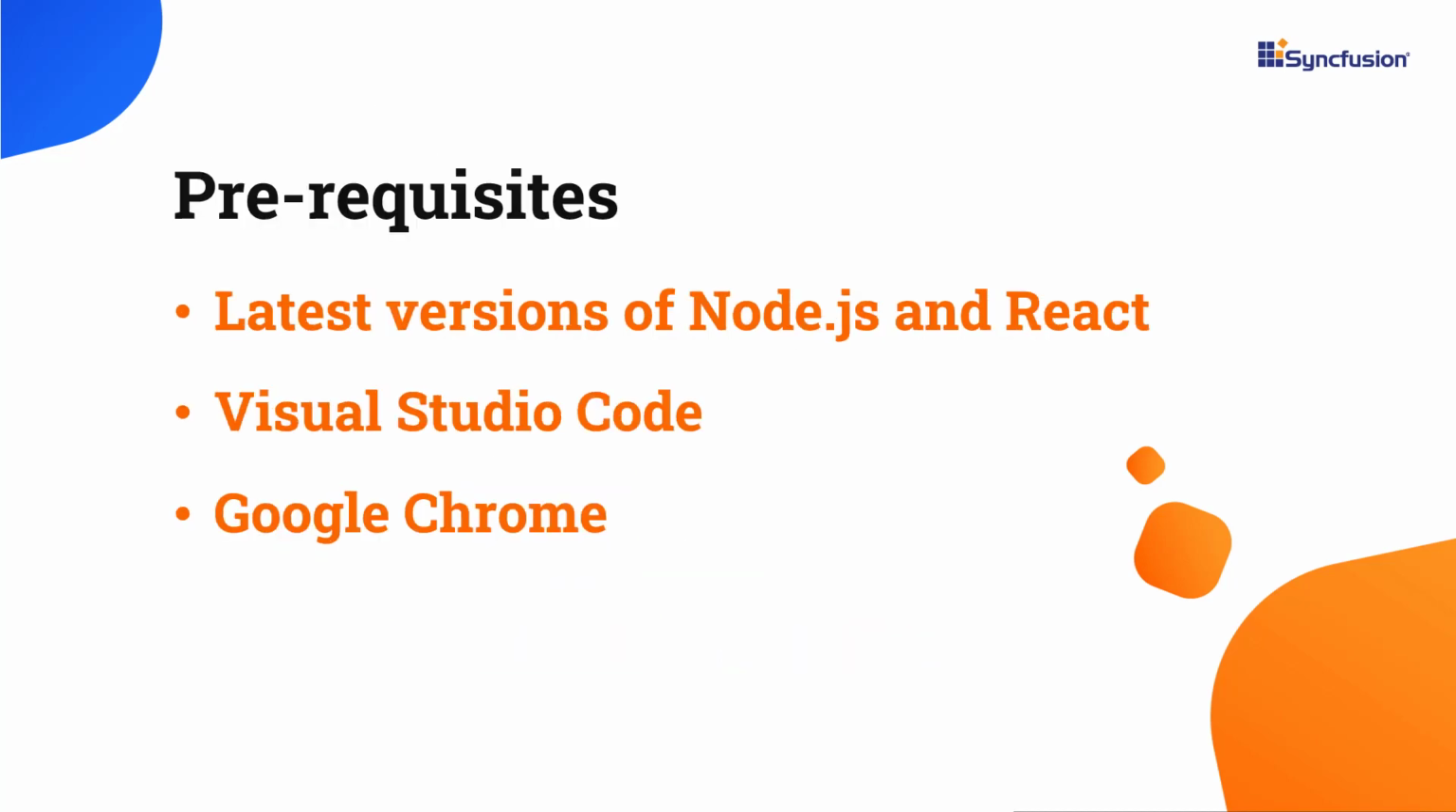Before proceeding, make sure you have installed the latest versions of Node.js and React. I'll be using Visual Studio Code as my editor and showing the output in the Chrome browser. Let's get started with the React Radio button component.